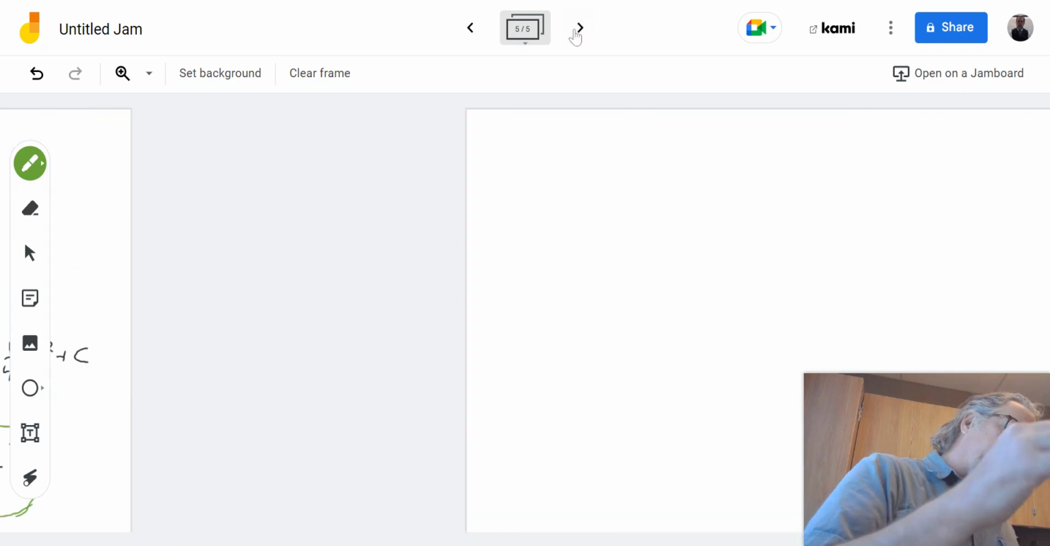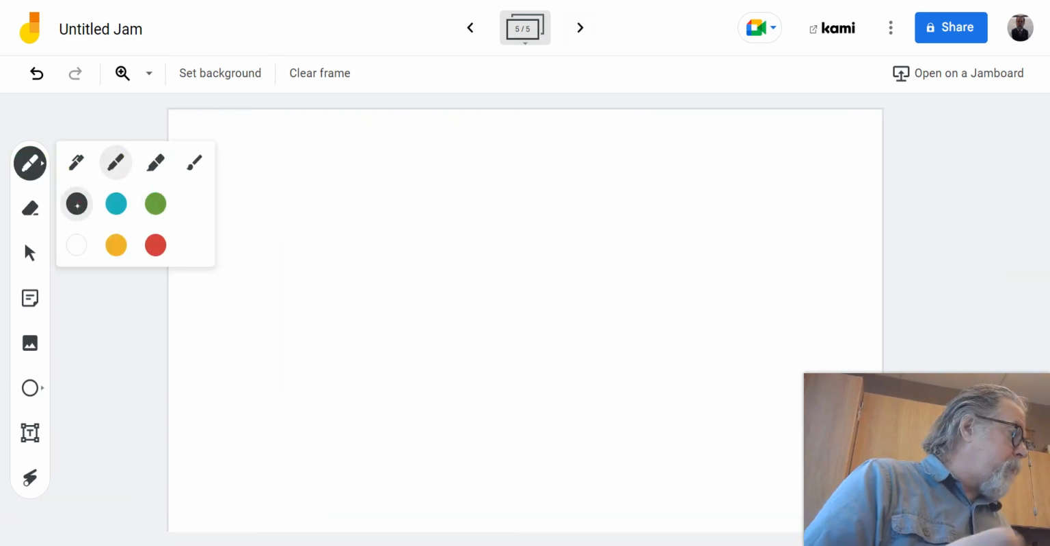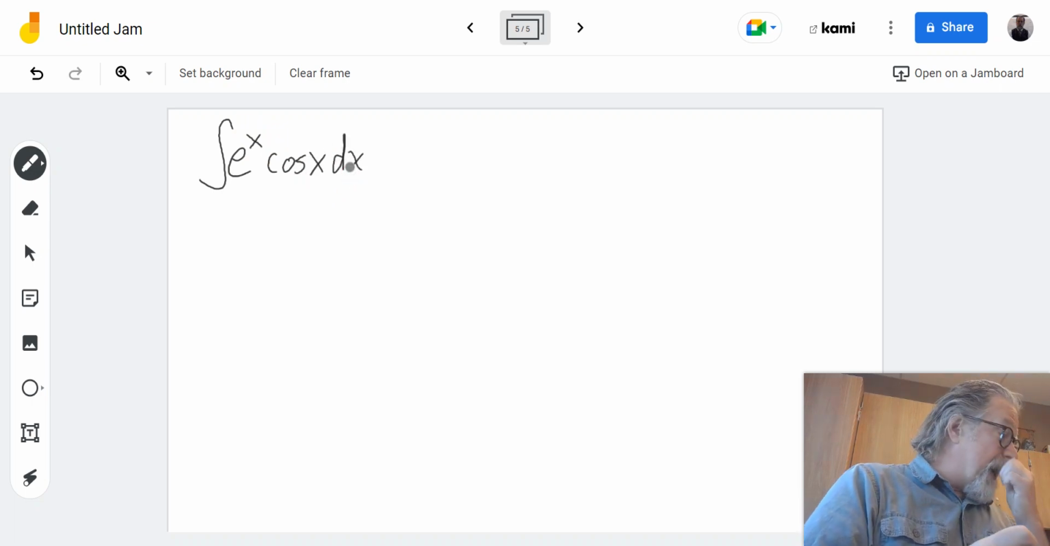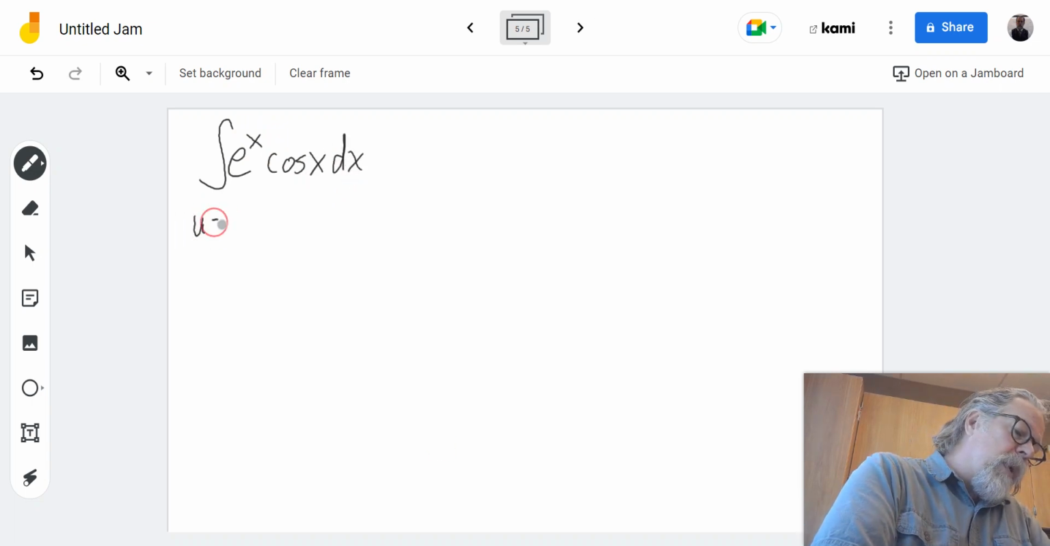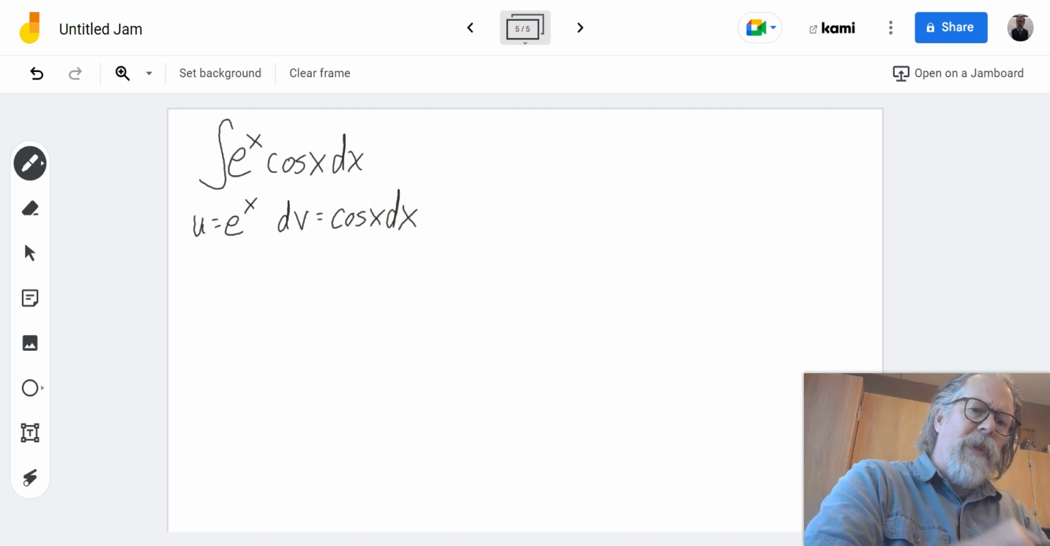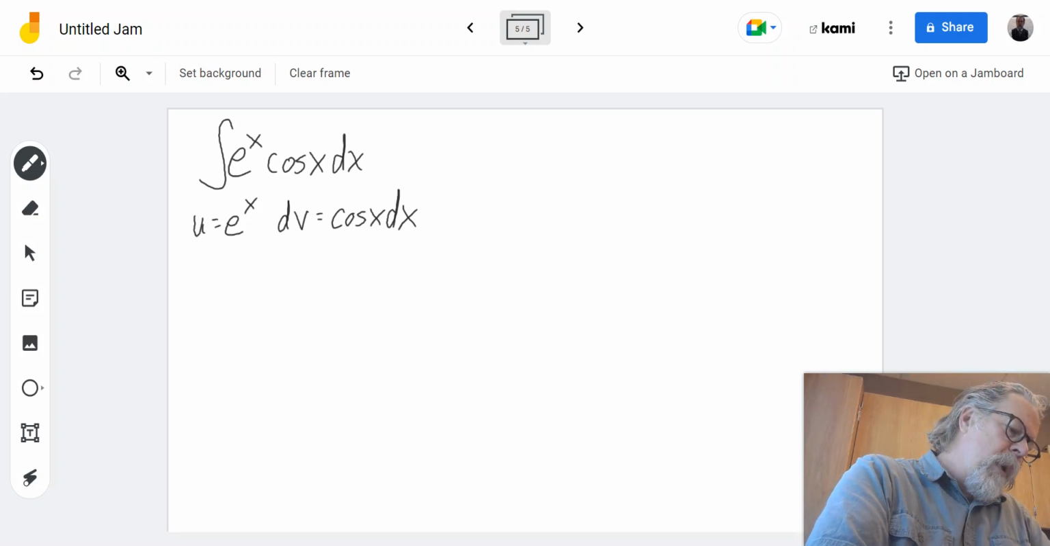So let's jump to a problem and let's see what happens here. We're going to go e to the x cosine of x dx. I'm going to let u equal e to the x, and I'm going to let dv equal cosine of x dx. Now, what if I had done it backwards? I'll leave that to you to switch them around and see what happens. But in the meanwhile, I want to stick with this because I want to show you something interesting.